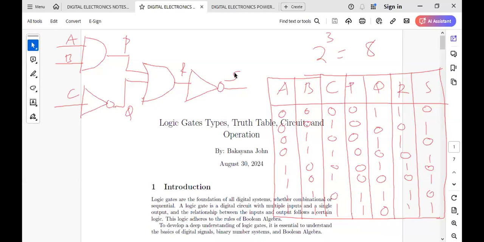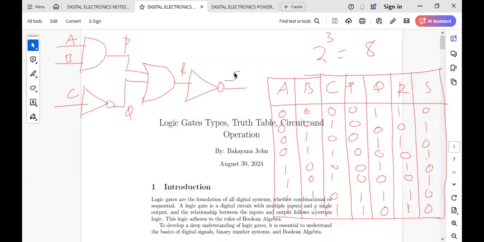R gives a 1 here. We are adding. How about in the last one? S. Then S now, we are now inverting R, which will be 0, 1, 0, 1, 0, 1, 0, 0, 1, like that.